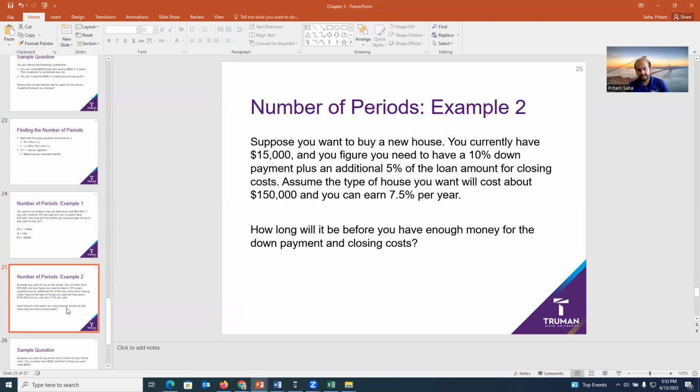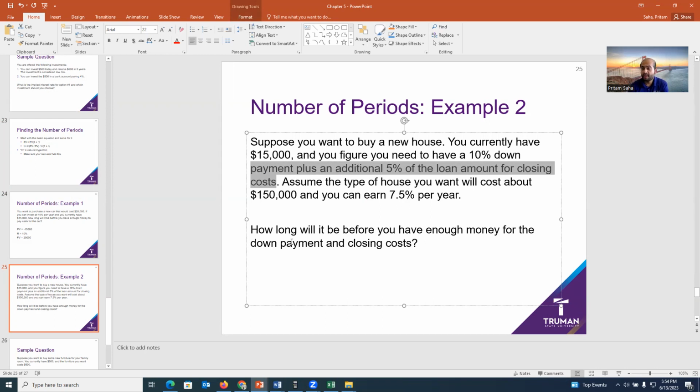So this is how long you need to make this money. Just practice this problem similarly, okay? Suppose you want to buy a new house, you currently have 15,000. You figured out you need to have 10% down payment plus an additional 5% of the loan amount for closing cost. Assume the type of house you want will cost about 150,000 and you can earn 7.5% per year. How long will it be before you have enough money for the down payment and closing cost?